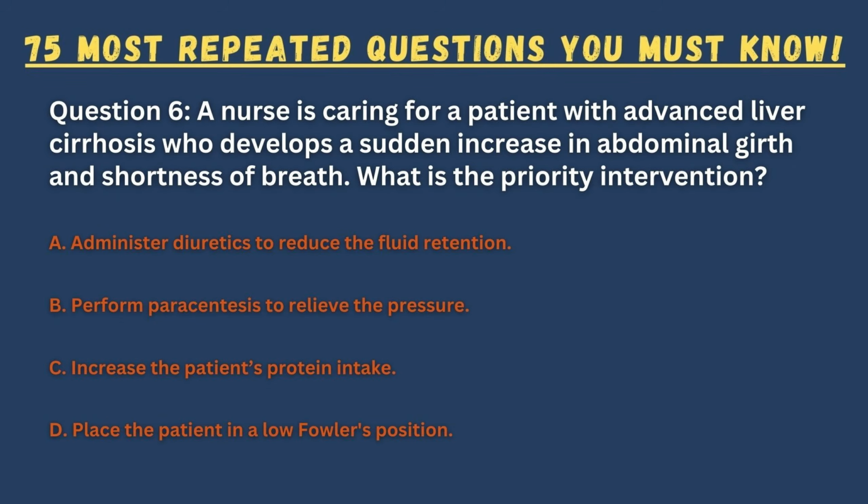Question 6. A nurse is caring for a patient with advanced liver cirrhosis who develops a sudden increase in abdominal girth and shortness of breath. What is the priority intervention?